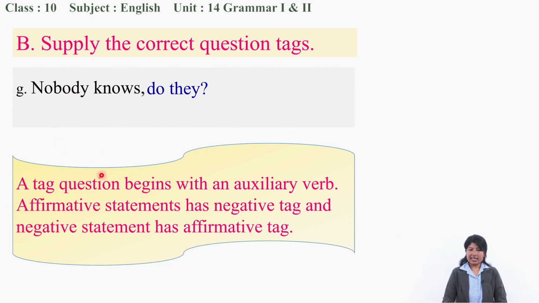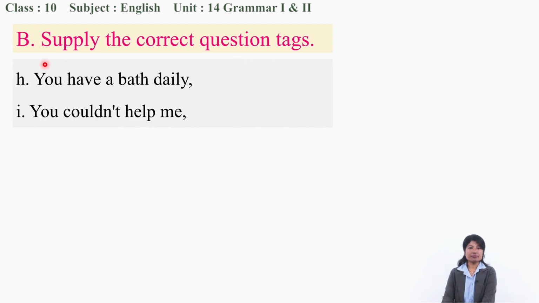And here is the fact about this statement and tag. A tag question begins with an auxiliary verb. Okay, do they, auxiliary verb; do they, or isn't it, was there, wasn't it, right? An affirmative statement has a negative tag and a negative statement has an affirmative tag. Here "nobody" already means negative, that's why "do they." Alright, next, let's continue. You have a bath daily, then the tag will be "don't you."